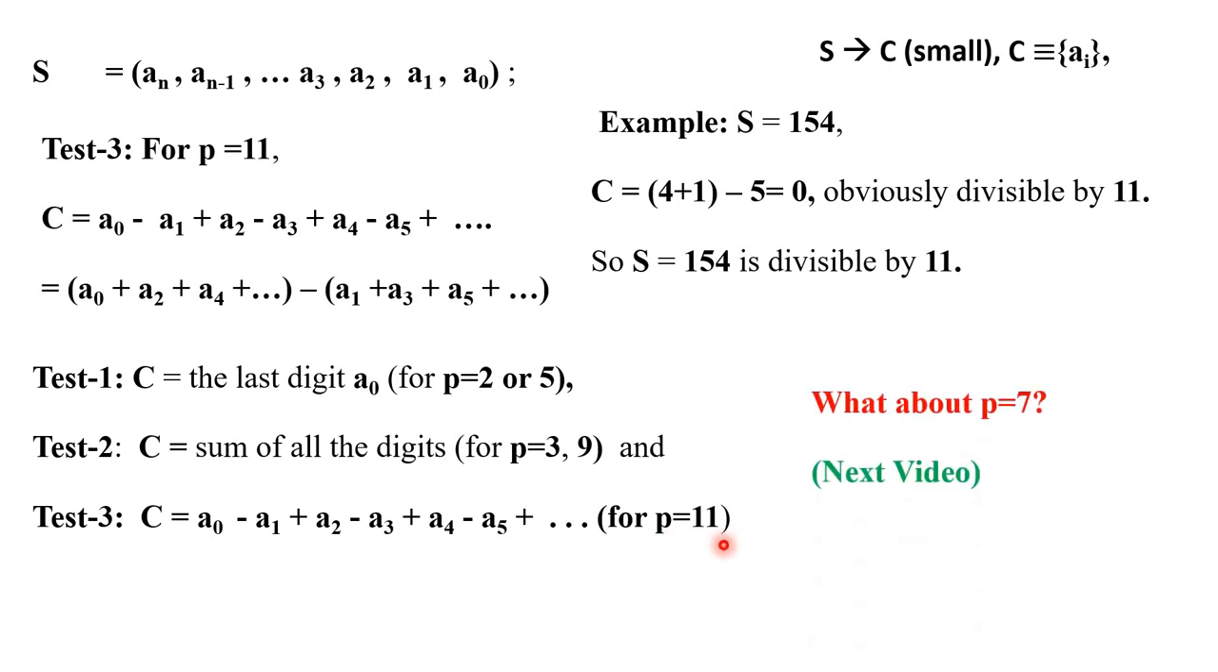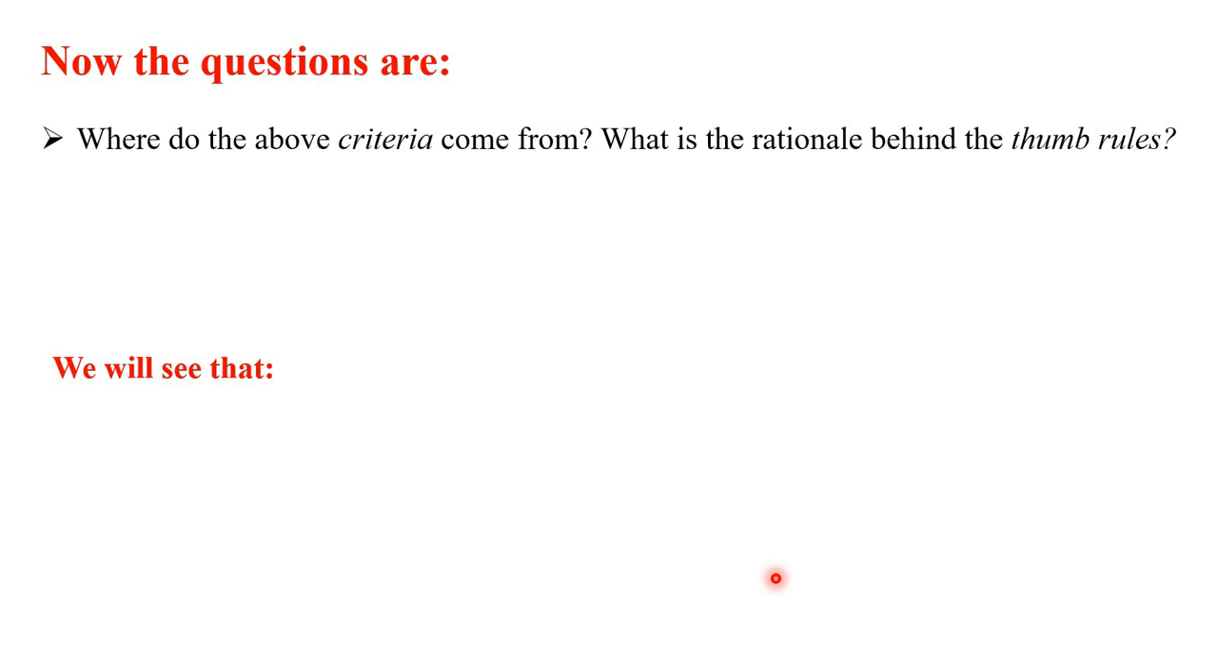And what about p equal to 7? As we see in class 4 textbooks, there is no thumb rule for p equal to 7, but we will present it. But you have to wait for the next video for that. Okay. Now we have a few questions.